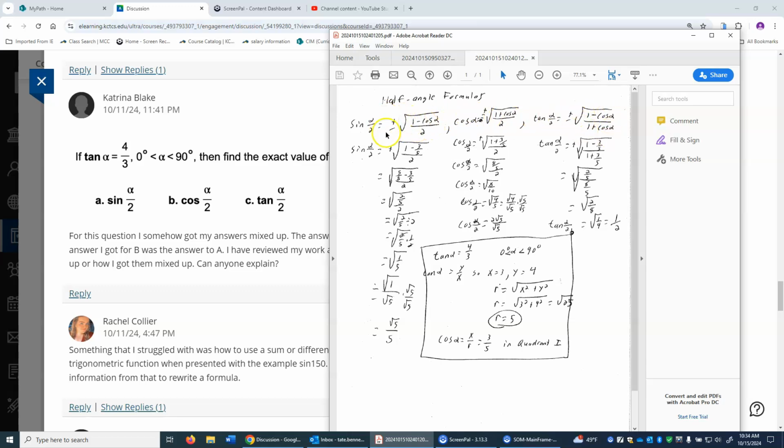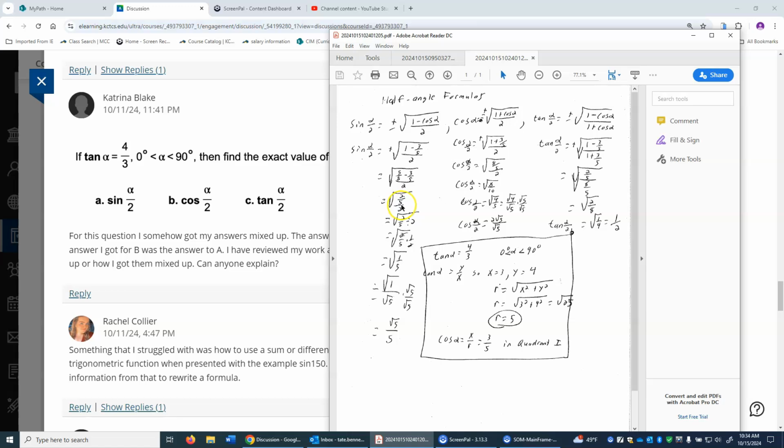And so we've got a plus or minus. Since we're in quadrant 1, we know this is going to be positive. Alpha over 2 is going to be in quadrant 1, so it's going to be positive. So you put in the 3/5 here, and working it out, it's a little bit messy. You have 1 minus 3/5 all over 2. We have to get a common denominator, so change that 1 to 5/5. 5/5 minus 3/5 would be 2/5.